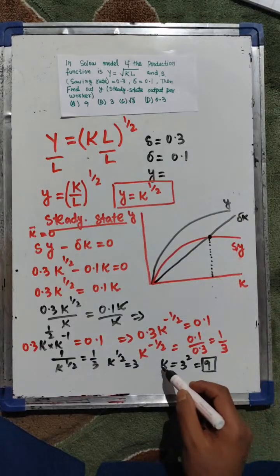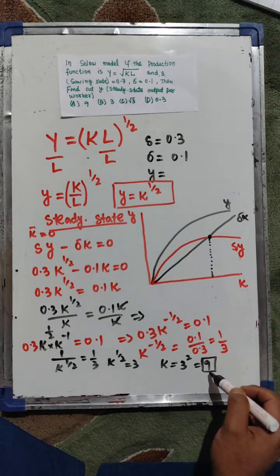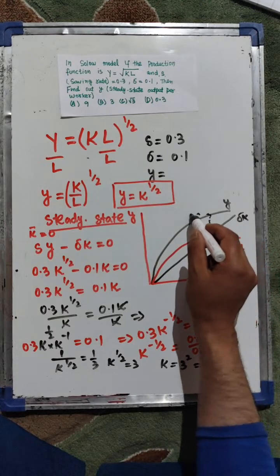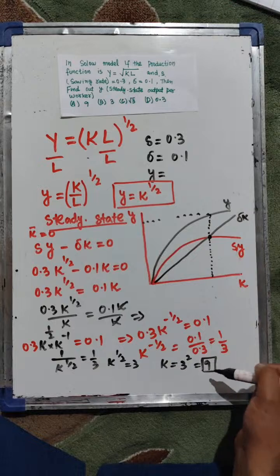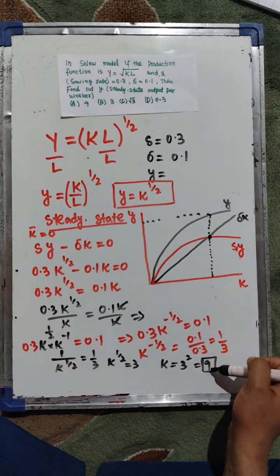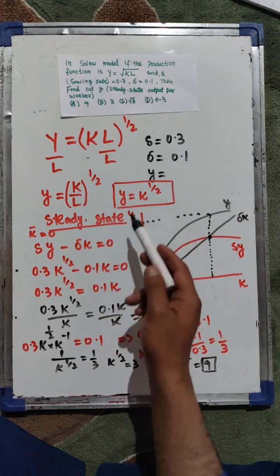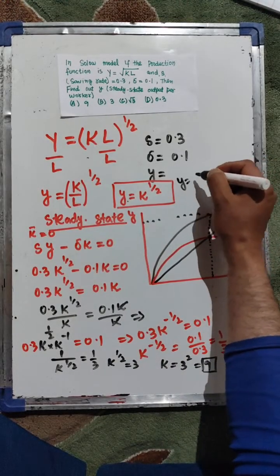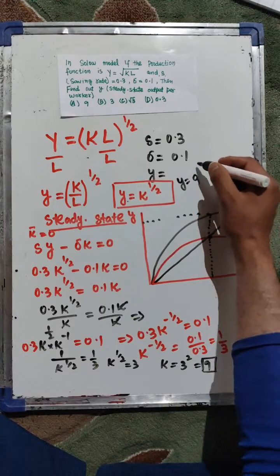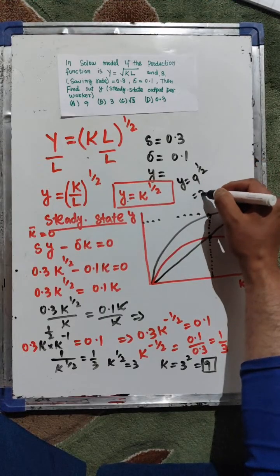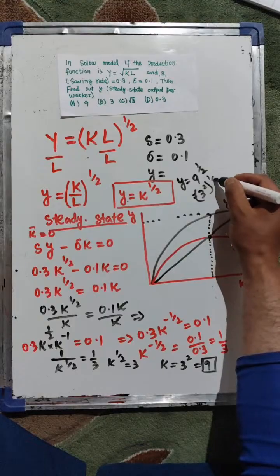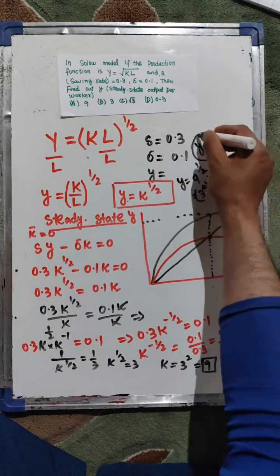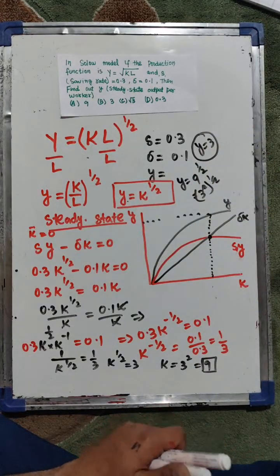So we got capital per worker is equal to 9, but we are supposed to find out the output per worker. So let us find out. Plug K is equal to 9 into this equation. So we have Y is equal to 9 raised to the power 1 upon 2, which is equal to 3 squared raised to the power 1 upon 2. So this gets cancelled, or Y will be equal to 3. That means output per worker will be equal to 3 in this case.